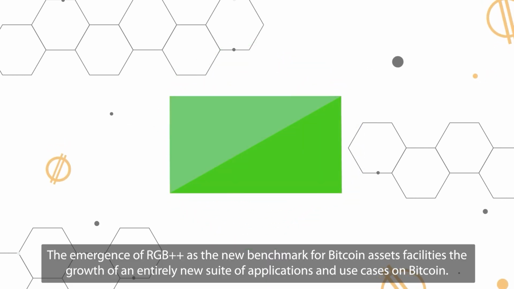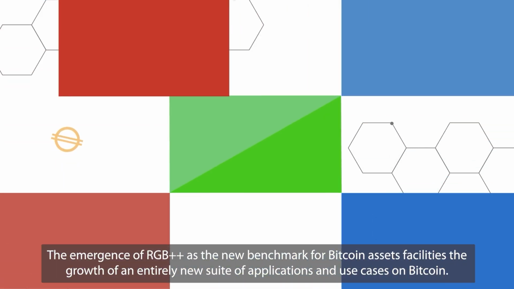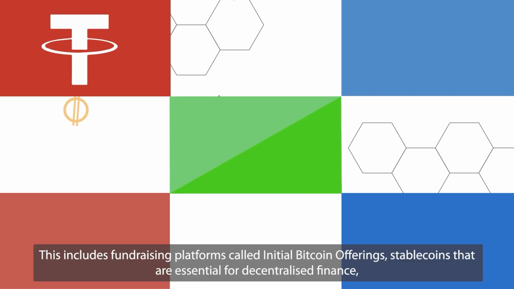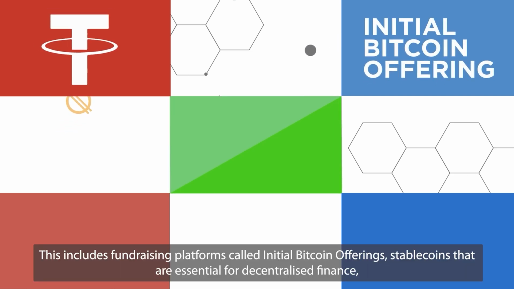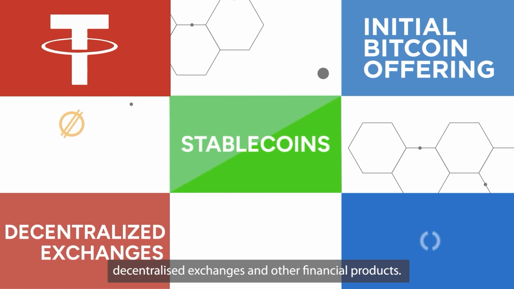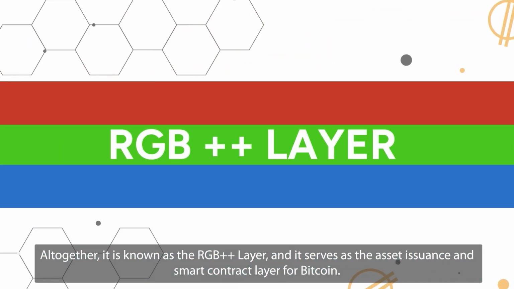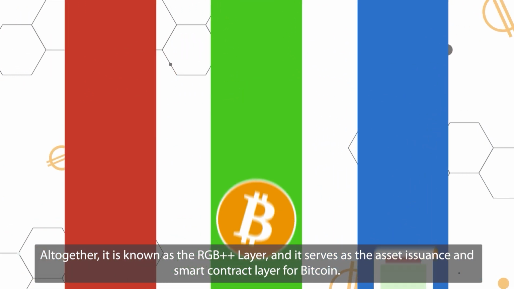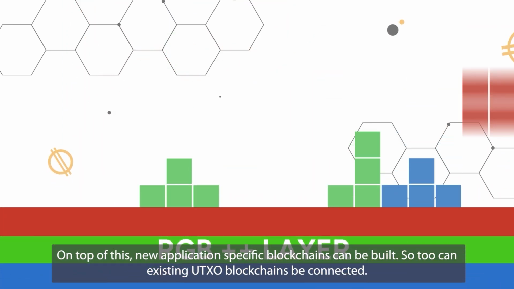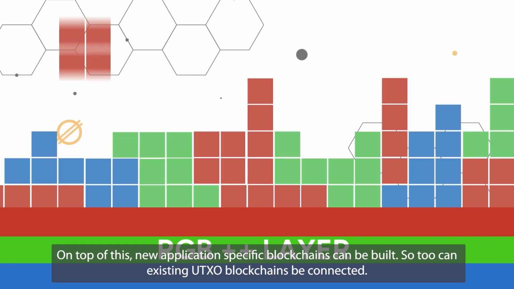The emergence of RGB++ as the new benchmark for Bitcoin assets facilitates the growth of an entirely new suite of applications and use cases on Bitcoin. This includes fundraising platforms called initial Bitcoin offerings, stablecoins that are essential for decentralized finance, decentralized exchanges, and other financial products. Altogether, it is known as the RGB++ layer, and it serves as the asset issuance and smart contract layer to Bitcoin. On top of this, new application-specific blockchains can be built. So too can existing UTXO blockchains be connected.